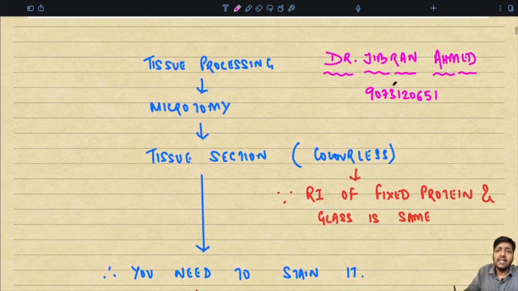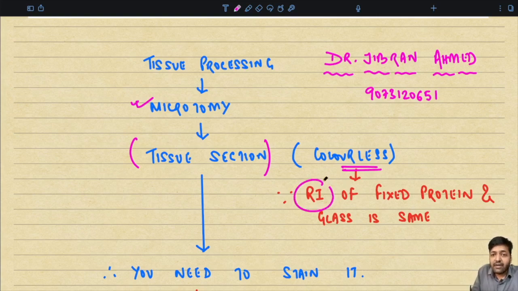In the previous lecture we read about tissue processing, wherein we read about the different steps of fixation, dehydration, then clearing, then paraffin embedding, followed by microtomy. Now once you have taken the tissue section, it is colorless. You cannot see anything through the tissue section. Why? Because the refractive index of the fixed protein and the glass slide is the same. That is why the tissue section that you have taken is colorless.